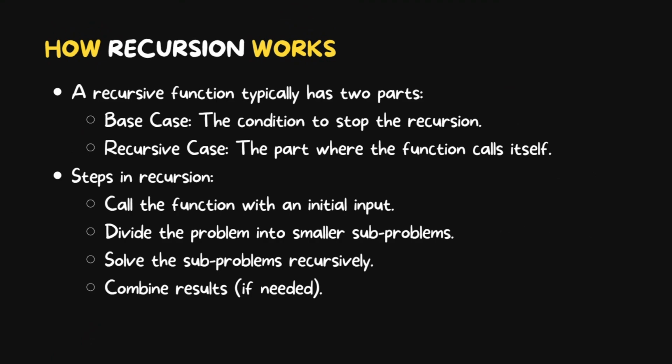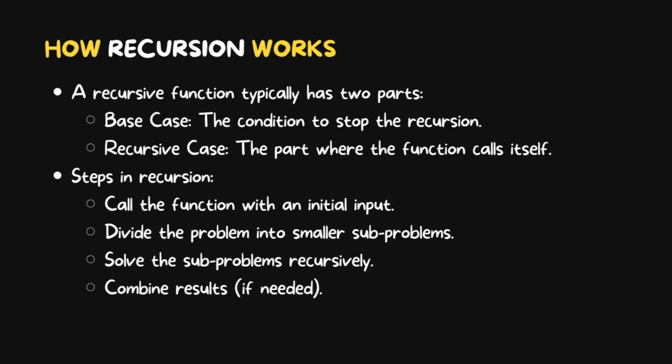Let's now understand how recursion actually works. A recursive function has two main parts. The first one is the base case and the second one is the recursive case. The base case stops the recursion and prevents infinite loops. The recursive case breaks the problem into smaller chunks and makes a recursive call.